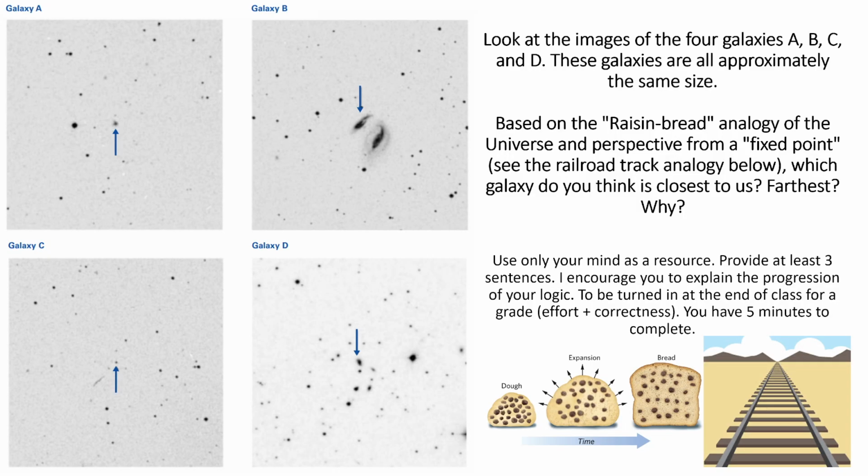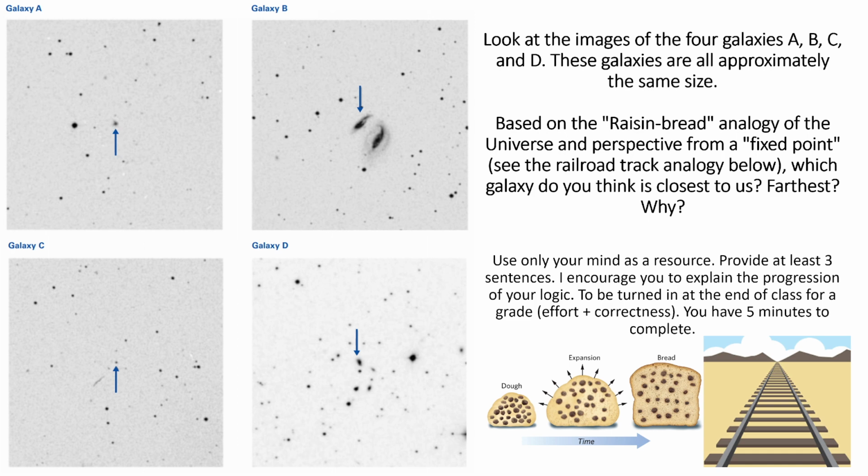Once you've watched the video and listened to this portion of the lecture, I'd like to present to you a question. I'd like you to look at the images of the 4 galaxies on the left, A, B, C, and D, which are all approximately the same size. Based on the raisin bread analogy of the universe and our perspective of viewing these galaxies from a fixed point on Earth, which galaxy do you think is the closest to us, and which is the farthest, and why?